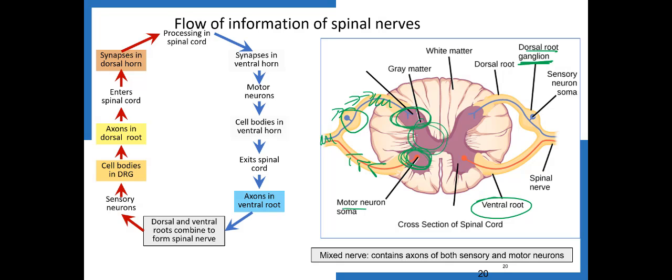So as it says over here, you've got the dorsal root and the ventral root combining to form the spinal nerve. And then after it gets into the spinal nerve, it splits up again into the dorsal ramus and the ventral ramus. And as I said before, the ventral ramus innervates or provides nerve supply to everything in front of the spinal cord. The dorsal ramus provides innervation to everything behind the spinal cord.